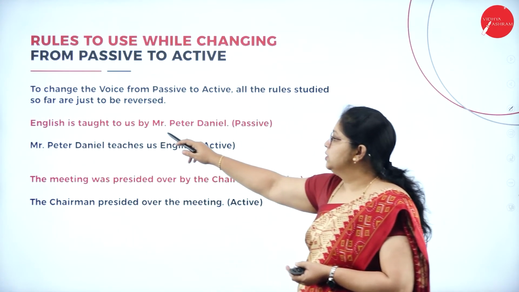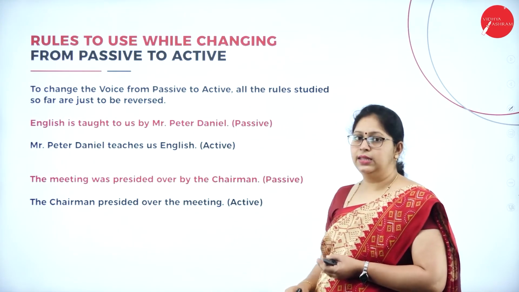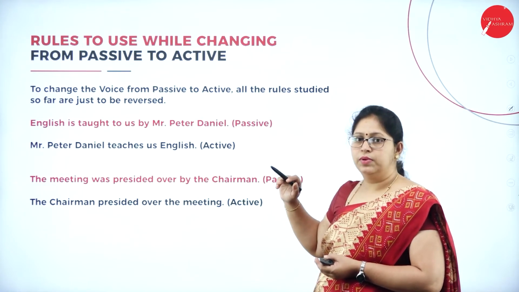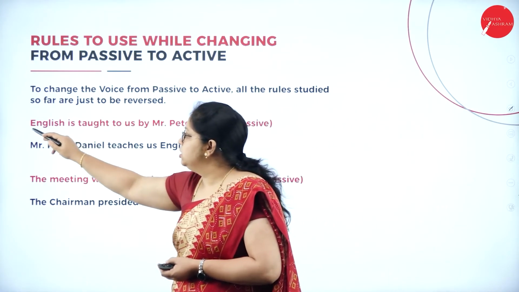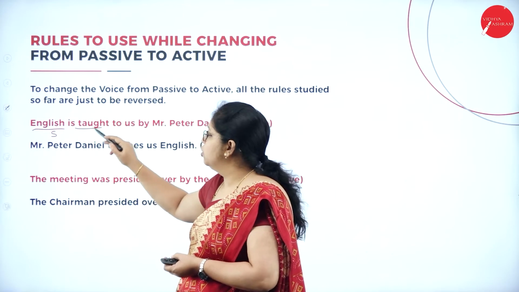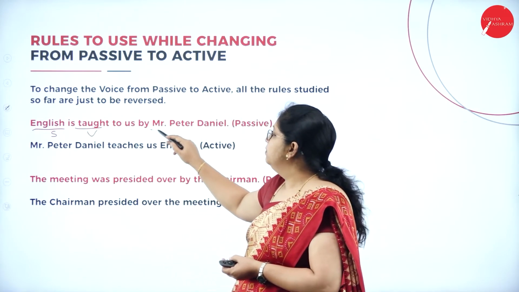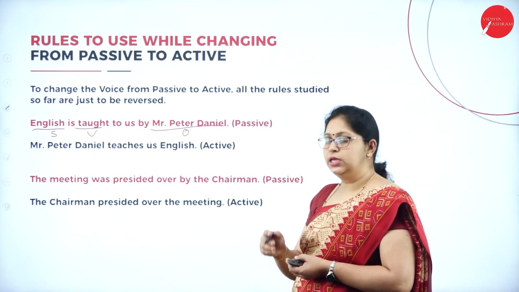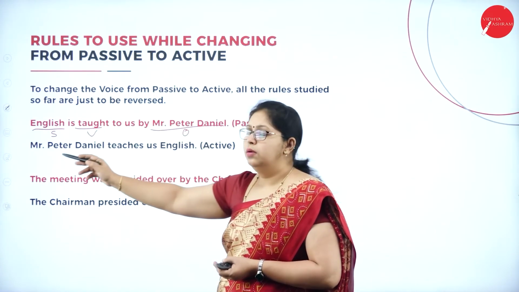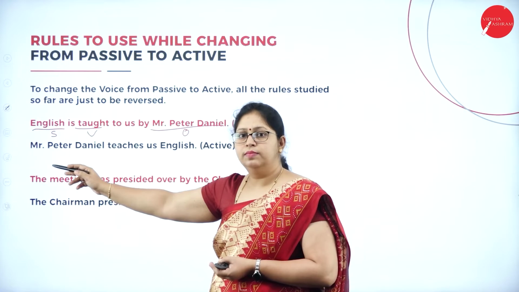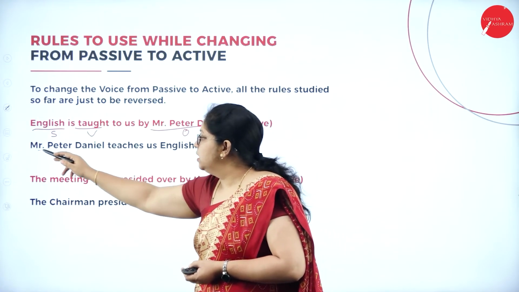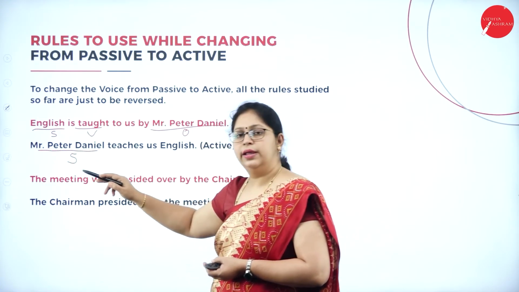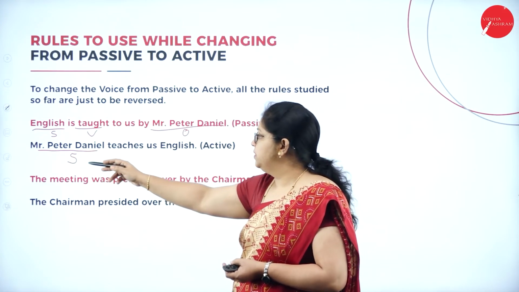English is taught to us by Mr. Peter Daniel. This is passive form, correct? So, here English is subject, is taught is verb and Mr. Peter Daniel is object. How to change? Same. The object has to become subject here. Mr. Peter Daniel, correct? Object became subject.